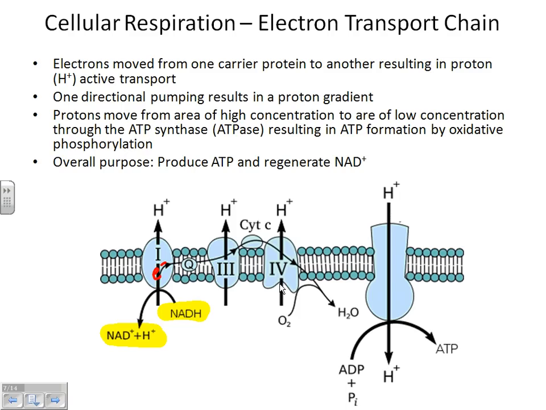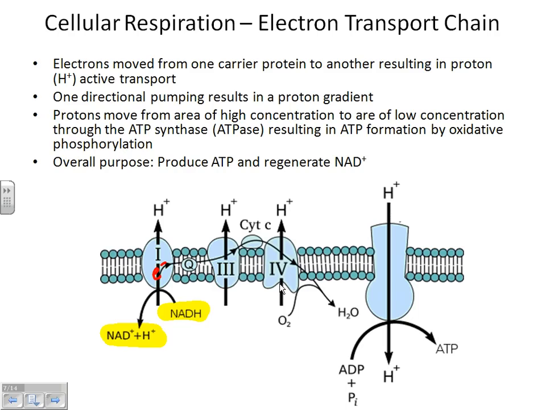Okay? Protein complex number one is called NADH dehydrogenase. You don't know that, okay? We're just going to call it protein one. But it is a protein that has enzymatic function. It is more complicated. All right, so NADH gave his electron to protein one.